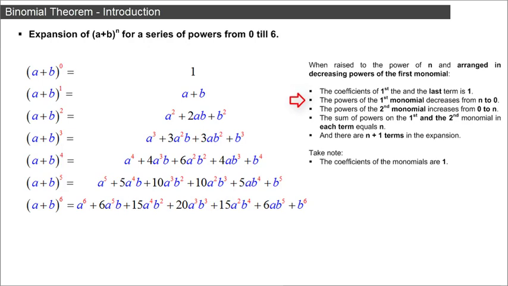Secondly, the powers applied on a, which is the first monomial, in each expansion decrease by 1 for each consecutive term in the expansion: 2, 1, 0; 3, 2, 1, 0; 4, 3, 2, 1, 0; 5, 4, 3, 2, 1, 0; 6, 5, 4, 3, 2, 1, 0. On the other hand, the powers applied on b, which is the second monomial, are increasing: 0, 1, 2; 0, 1, 2, 3; 0, 1, 2, 3, 4; 0, 1, 2, 3, 4, 5; and 0, 1, 2, 3, 4, 5, 6.